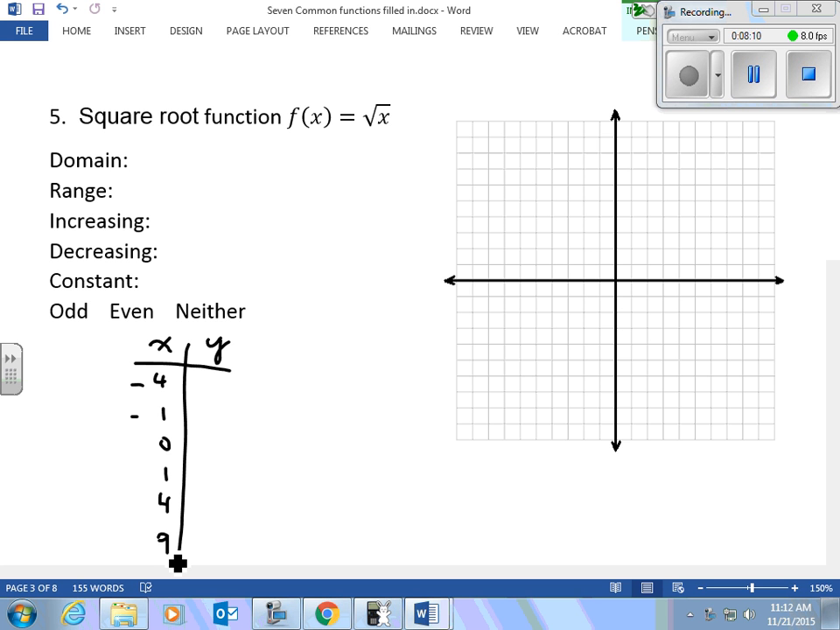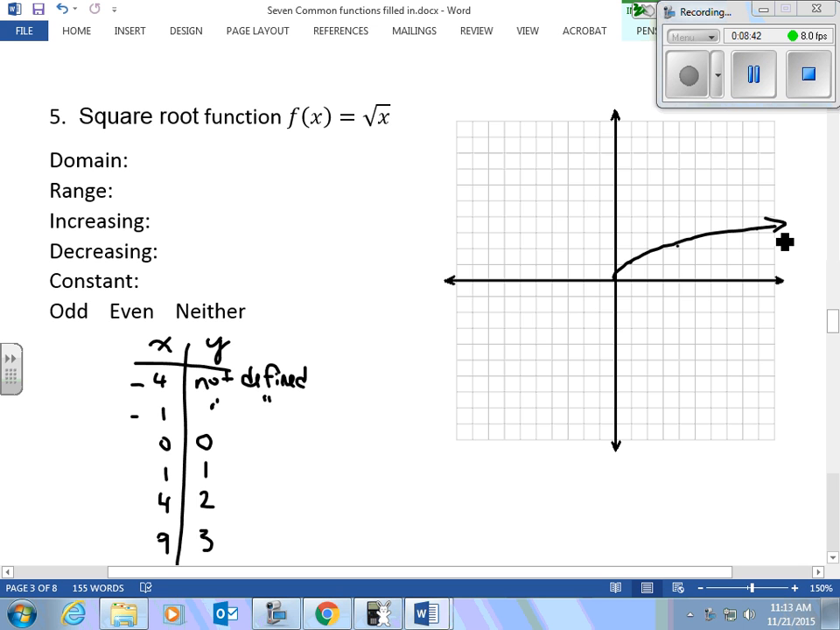Okay, so square root of -4 is actually not defined, is it? Square root of -1, same thing. The square root of 0 is 0, square root of 1 is 1, square root of 4 is 2, and square root of 9 is 3. So we can plot those points 0, 0, 1, 1, over 4 and up 2, and over 9 and up 3. And we end up with, again, sort of a curve. So use a curve for that, not a straight edge. And it looks like half of the shape that we graphed in the previous function.